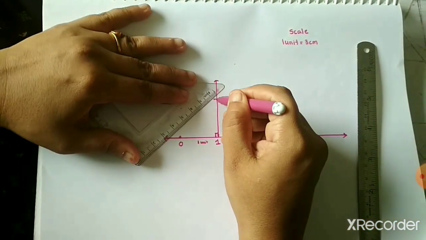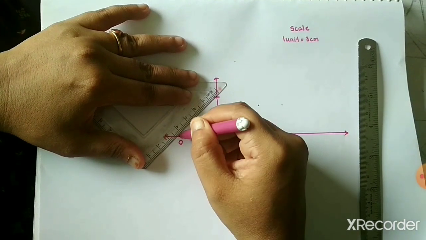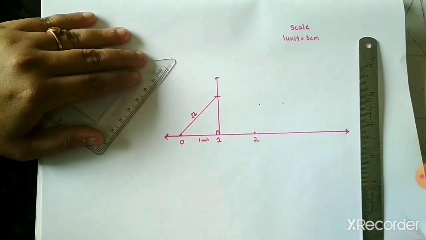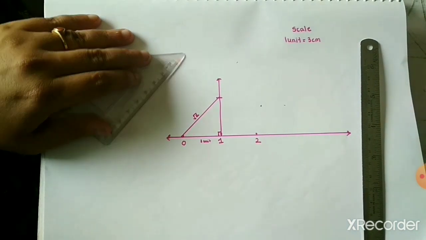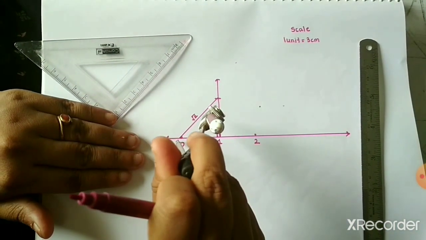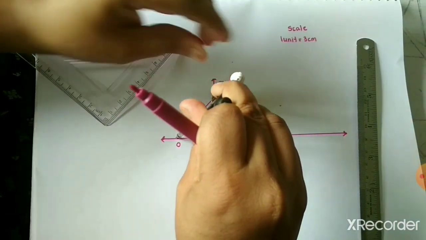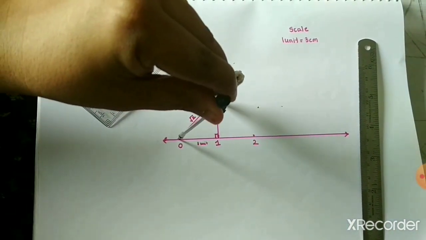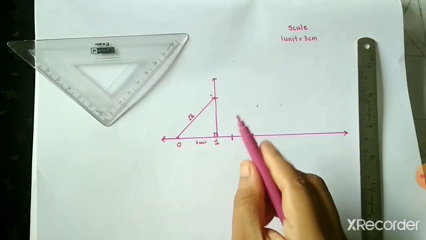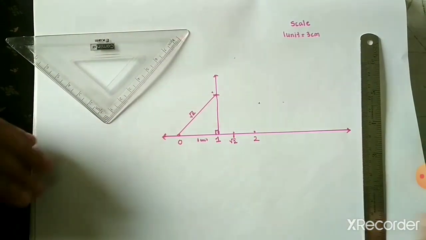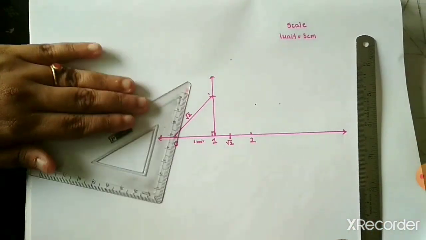And then join it to get the right angle triangle, and in this right angle triangle your hypotenuse is nothing but root 2. Correct? So use this hypotenuse, take a radius as the hypotenuse and then draw the arc on the number line. So this point is root 2. Till here it is nothing but the same. Now see the next step, which is different.